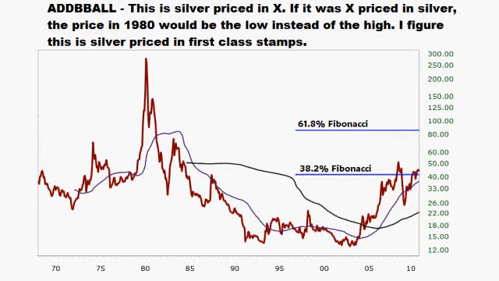Had I stated, this is silver priced in X. If it was X priced in silver, the 1980 price would be the low instead of the high. I figure this is silver priced in first class stamps. This is how many stamps you can buy with an ounce of silver. Right now you get over 40 with 1 ounce of silver.